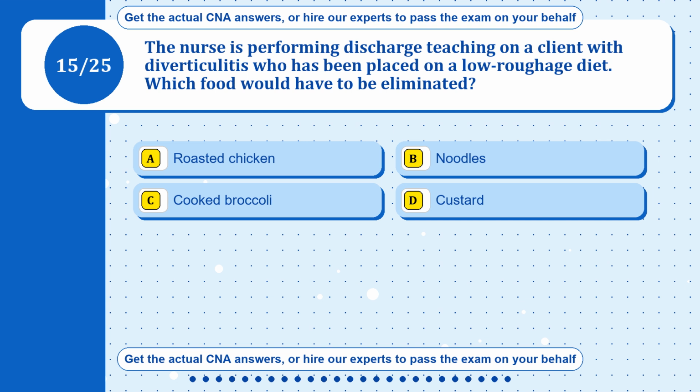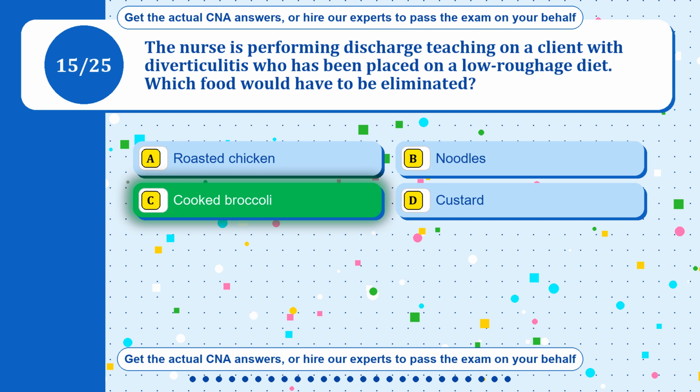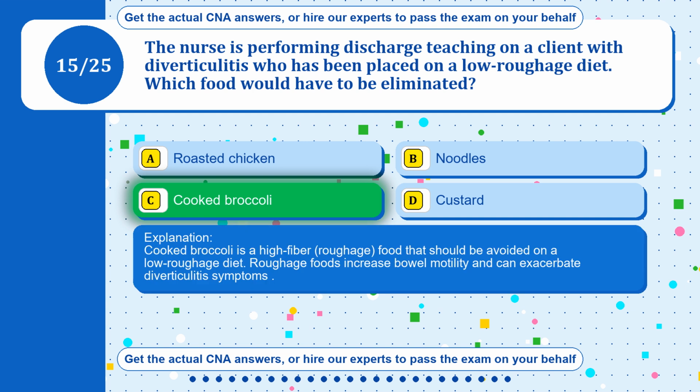low roughage diet. Which food would have to be eliminated? Option A, roasted chicken. Option B, noodles. Option C, cooked broccoli. Option D, custard. The correct answer is option C, cooked broccoli. Cooked broccoli is a high-fiber, roughage, food that should be avoided on a low-roughage diet. Roughage foods increase bowel motility and can exacerbate diverticulitis symptoms.